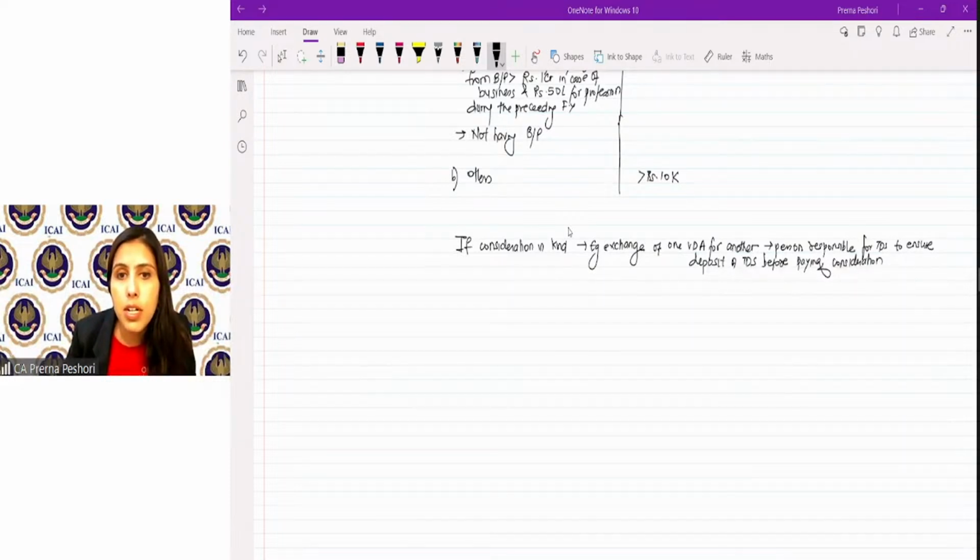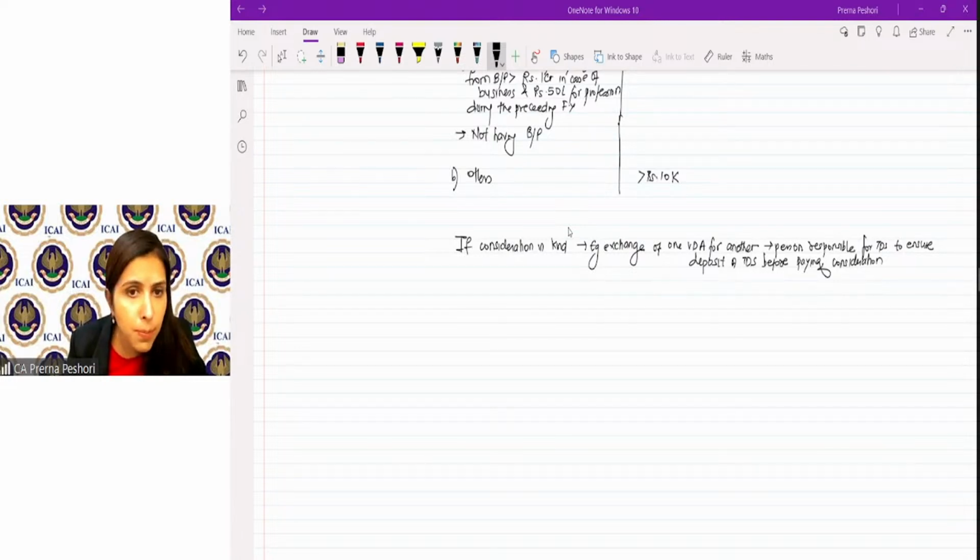Now, what is the time limit? Again, here, the time limit for remittance to the government in case of the specified person, which is an individual or HUF, is 30 days from the end of the month. In case of exchanges or any other person, the TDS has to be deposited within 7 days from the end of the month. Okay. So this is how you will deposit the TDS under 194S.